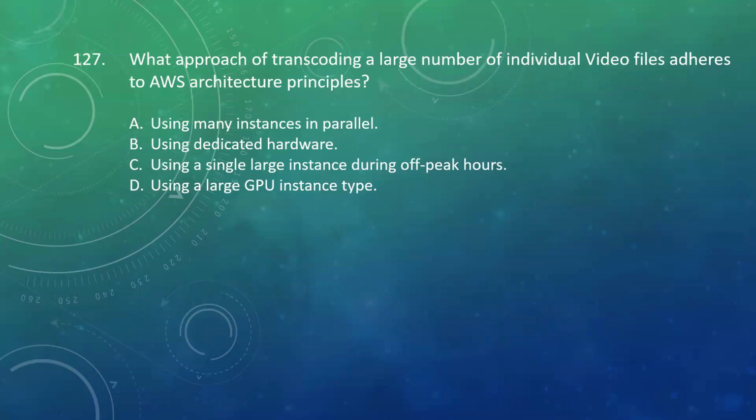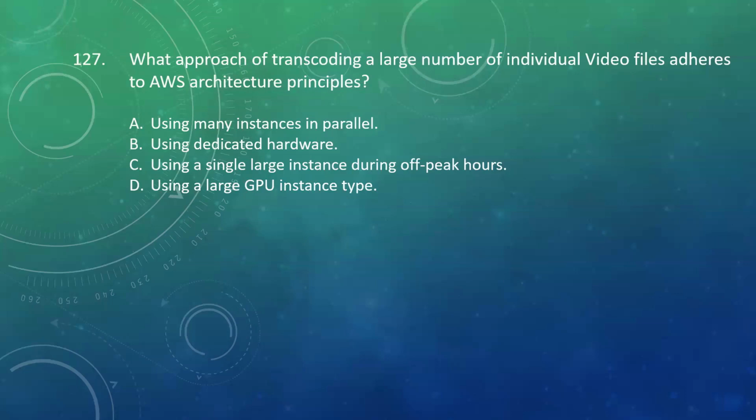What approach of transcoding a large number of individual video files adheres to AWS architecture principles? Your options are using many instances in parallel, using dedicated hardware, using a single large instance during off-peak hours, using a large GPU instance type. Now, option A, which is using many instances in parallel, seems to be a good candidate as parallel processing will lead to faster execution.